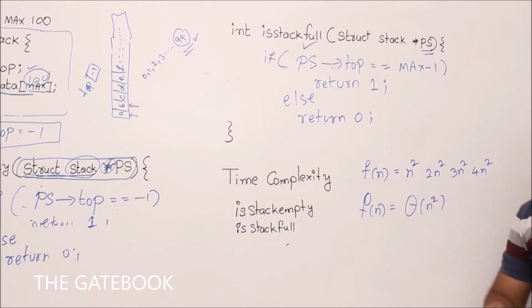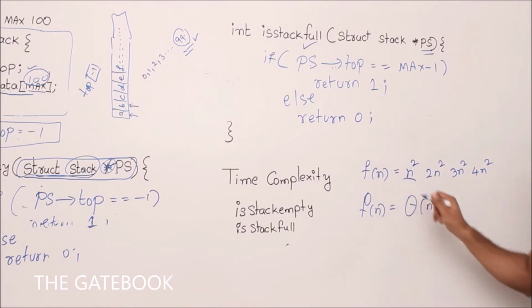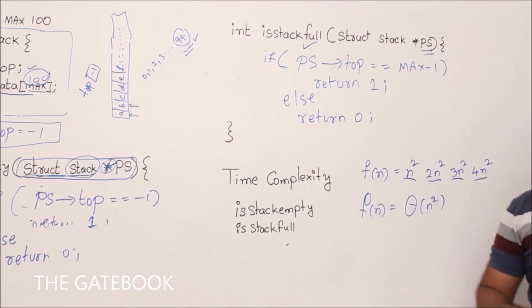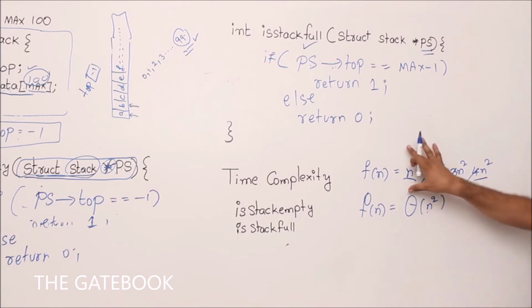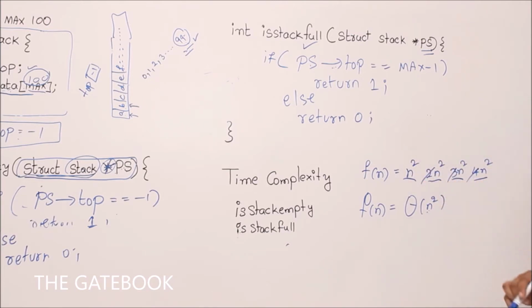Absolutely. Because n square is theta of n square, 2n square also theta of n square, 3n square also theta of n square, 4n square also theta of n square. That's why, constant doesn't matter. So it's like always n square, n square, n square. Whenever your program's running time is always n square, then you simply say it is theta of n square.